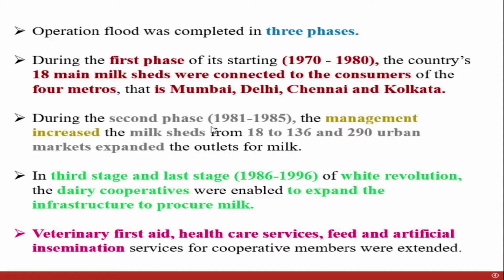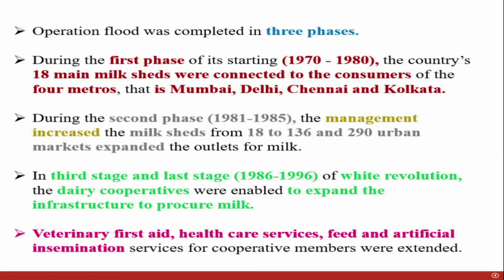During the second phase, between 1981 to 1985, the management increased the milk sheds from 18 to 136, and also 290 urban markets expanded the outlets of milk. It's nothing but selling of milk to the outside.